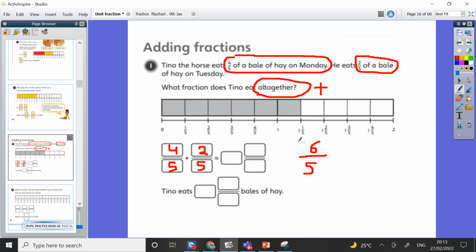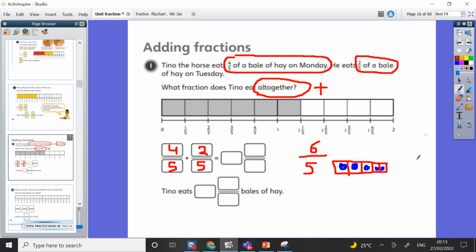Now, what does this mean, 6 out of 5? Let's draw a bar with 5 equal parts. The parts should be 5. 1, 2, 3, 4, and 5, let's say. And now I have to shade 6 parts out of 5. 1, 2, 3, 4, 5. Can I shade 6? No.